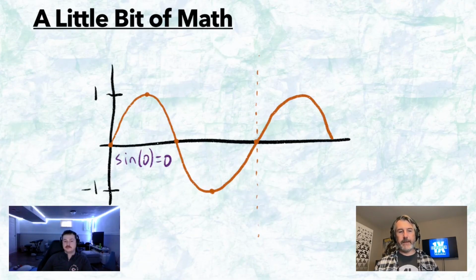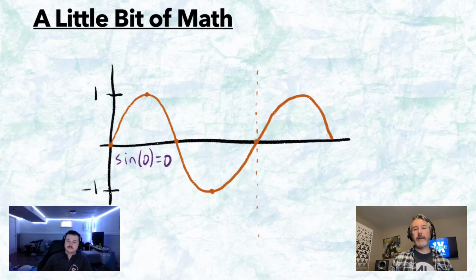But I think the point that I come across most frequently is this idea of key ratios in the sine function, right? When is the sine function 0? When is the sine function 1? When is the sine function -1? Those are the key angles that you need to know.